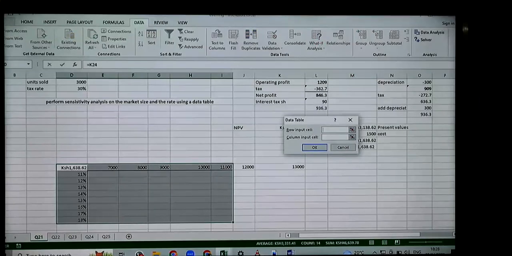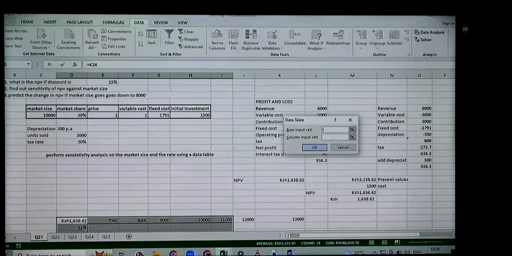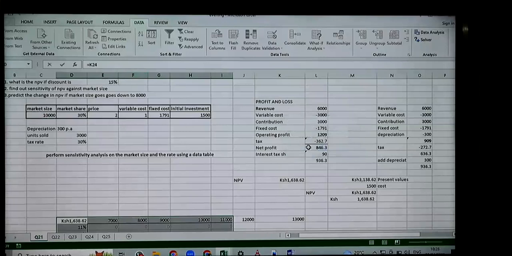So I've been asked for the row input. The row input will be here. These ones are the row input. So okay, I'll take this one. I'll not take from here. I'll take from here. So I'll take the 10,000. While the column input, we say the column input are the discount rates. So I'll take 15 and not where I'm taking. I'm not taking from the table that we are creating. I'll take from here. Then I press OK.